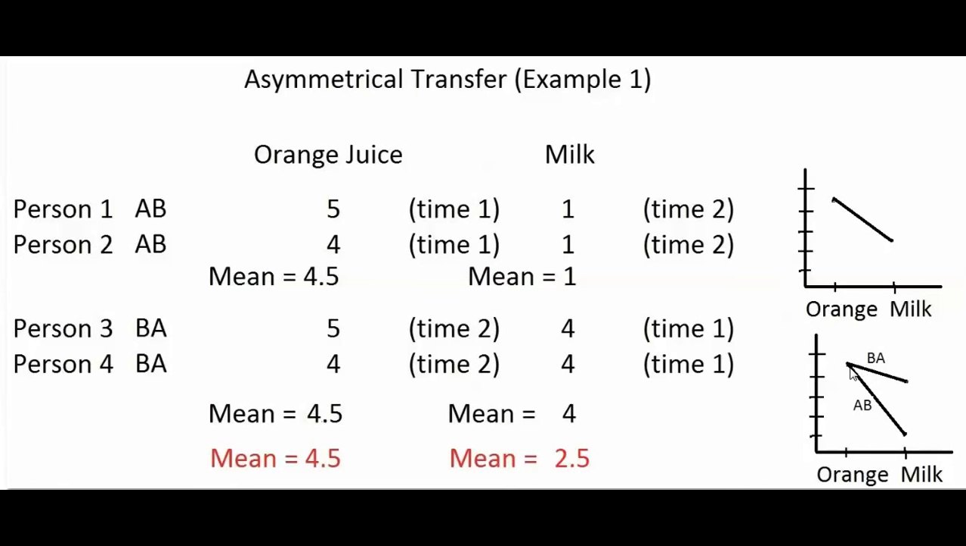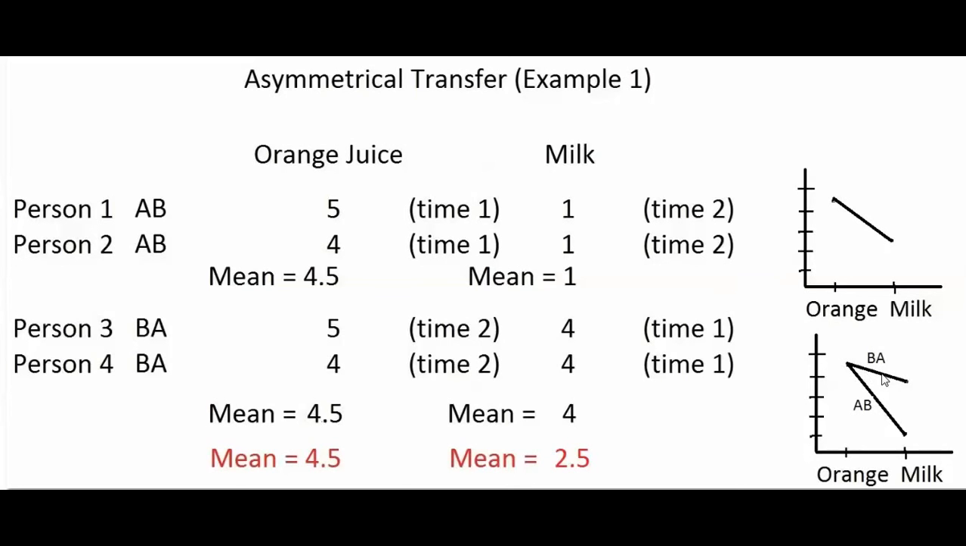You can see that when the participants drank orange juice first and milk second, they rated the orange juice much more highly than the milk. But when the participants drank milk at time 1 and orange juice at time 2, they rated the two drinks about the same. That's why there isn't very much of a drop-off here. Since we have this interaction in our data set, we can see that we have asymmetrical transfer in our data set.